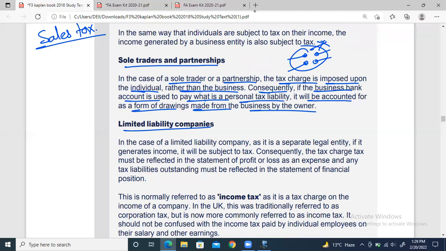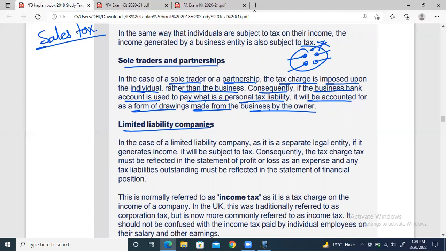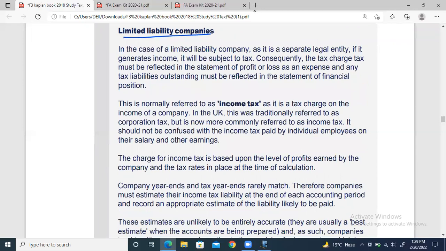Because drawing, as you remember, meant any kind of money taken out as a personal expense from the company's capital, right? So same thing, everything is linked over here. So there was not much discussion for the sole traders. The main topic over here is limited liability companies.